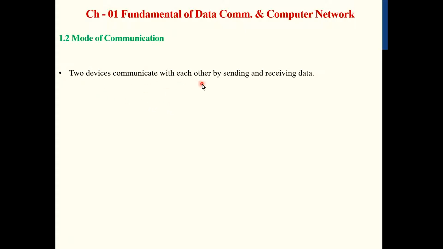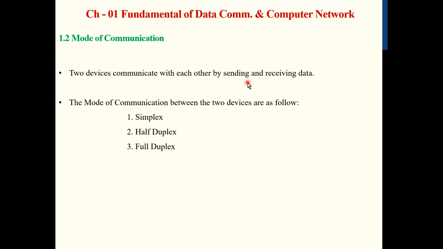Two devices communicate with each other by sending and receiving data. This is the basic rule of communication. The basic definition of communication is sending data from one device to another device by any transmission media. There are various modes of communication between two devices, as follows. There are three modes of data communication: simplex mode, half duplex mode and full duplex mode. By these three ways, communication occurs between the two devices. Let's see them one by one.